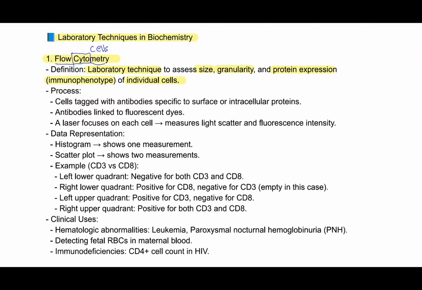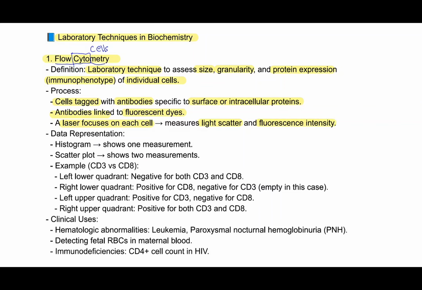Its process starts with cells tagged with antibodies specific to surface or intracellular proteins. First, cells are tagged with antibodies. Antibodies are linked to fluorescent dyes, and a laser focuses on each cell. In flow cytometry, the laser focuses on each cell. It measures light scatter and fluorescence intensity.